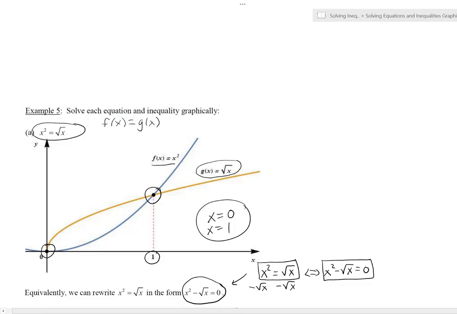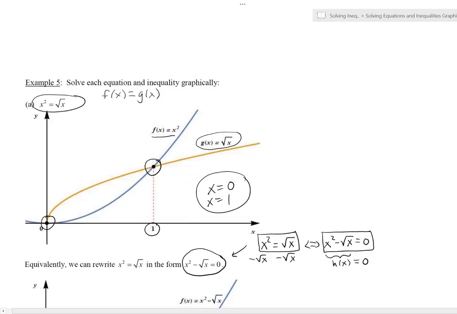And the advantage of this is perhaps it's hard to see where two graphs intersect. Instead, we could think of this entire left-hand side now as some other function, say h of x, and look at where that graph actually intersects the x-axis. It will produce the same solution set. So in the graph that we're about to look at below, we better have the solutions x is 0 and x is 1. And indeed we do.